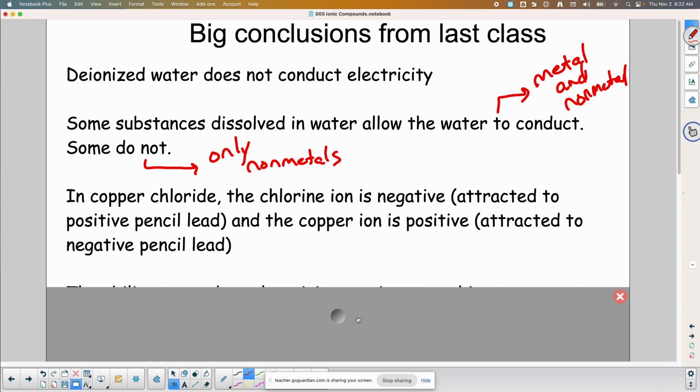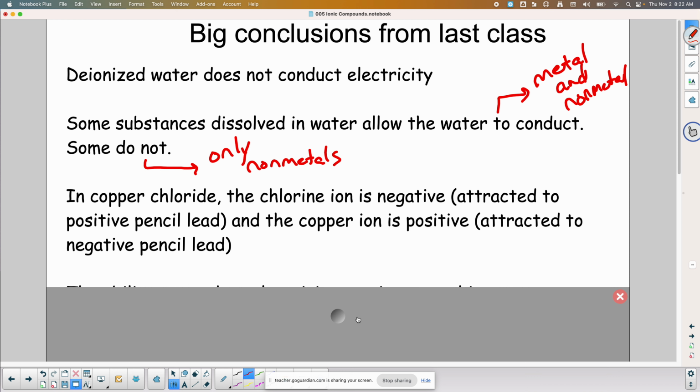And then we played with a dish of copper chloride, and the goal was to try to figure out which ions were positive and which ions were negative. We figured out that the chlorine ion is negative because it was attracted to the positive pencil lead, and the copper ion is positive because it was attracted to the negative pencil lead. We knew from elementary science that opposites attract one another.